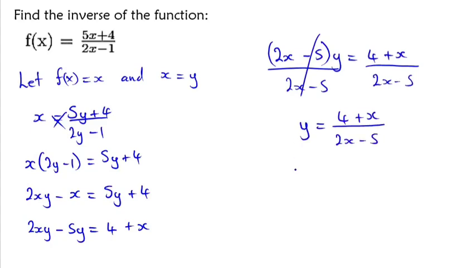So in the final answer now, just replace y with the inverse. Then that's your inverse function, 4 plus x divided by 2x minus 5. So there you have it.